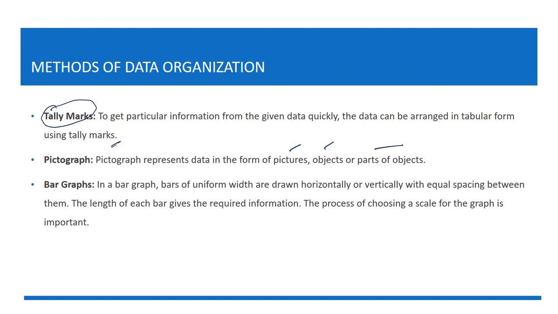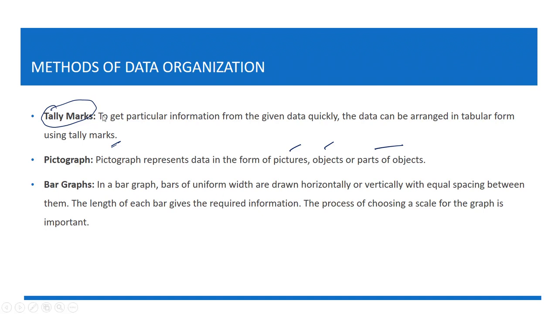The third one is the bar graph. In bar graphs, bars of uniform width are drawn horizontally or vertically with equal spacing between them. The length of each bar gives the required information. The process of choosing a scale for the graph is a very important part. Recording and organizing the data is very important. To get particular information from the given data quickly, the data should be arranged in a tabular form using tally marks, or in other formats also.